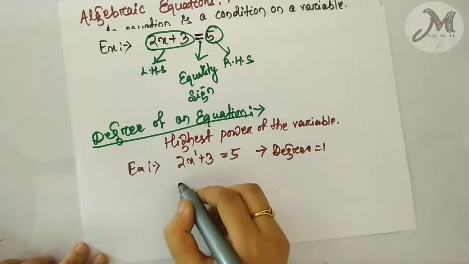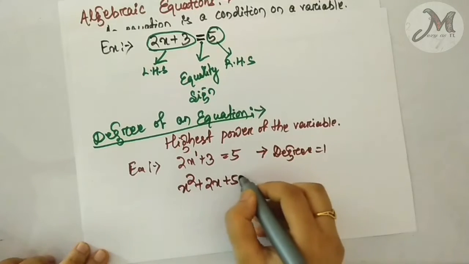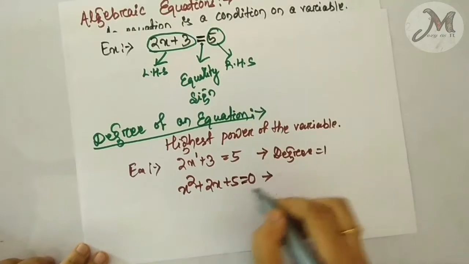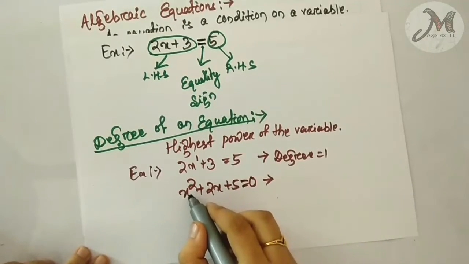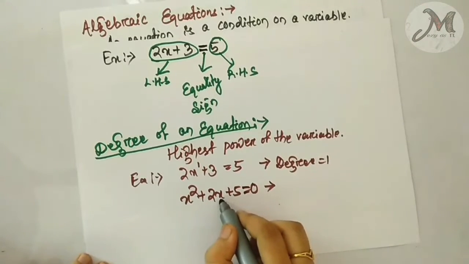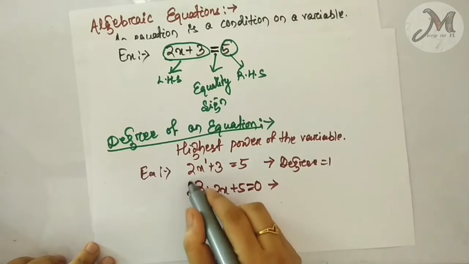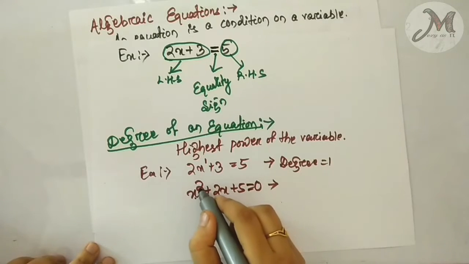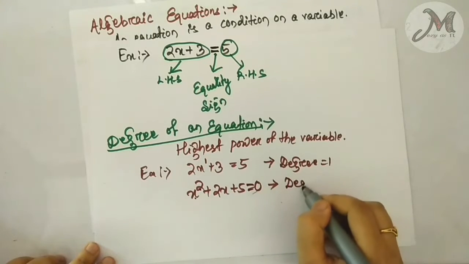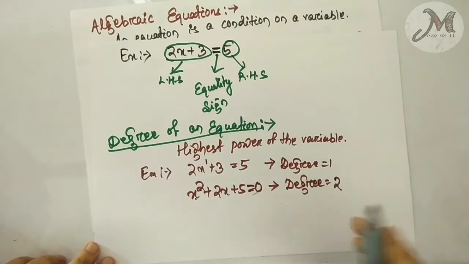We can take another example. Suppose x square plus 2x plus 5 is equal to 0. This is also an equation. Here we have how many variables? Only one variable, that is x. The highest power of the variable x is 2 here. So the degree of this equation is 2. Clear?